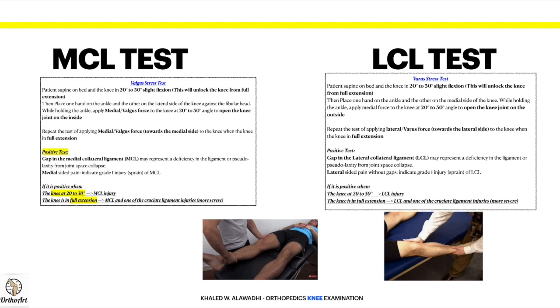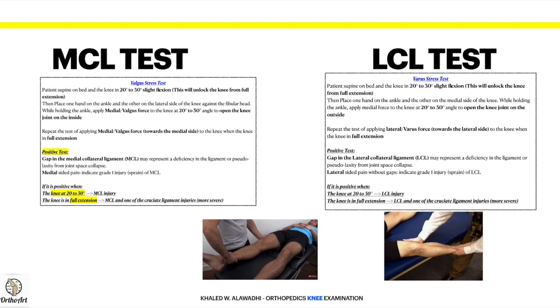Then you place one hand on the ankle and the other on the lateral side of the knee against the fibular head. You have to make sure of that. While holding the ankle, apply a medial or valgus force. Medial means pushing from the lateral side to the medial side, at the fibular head and the knee, at that specific angle. Then you repeat, applying the medial valgus force toward the medial side of the knee with the knee in full extension.